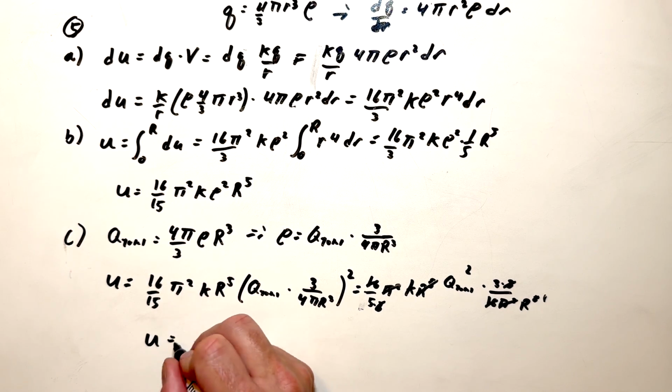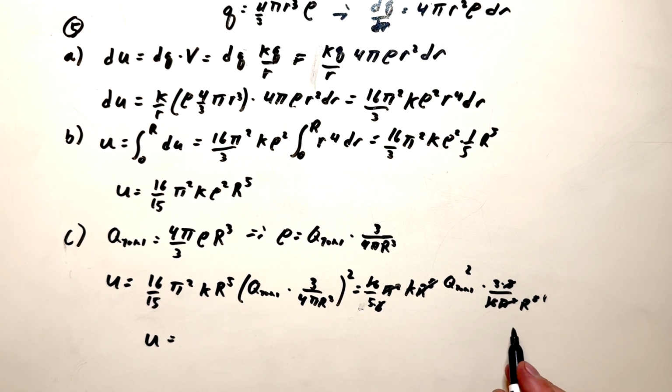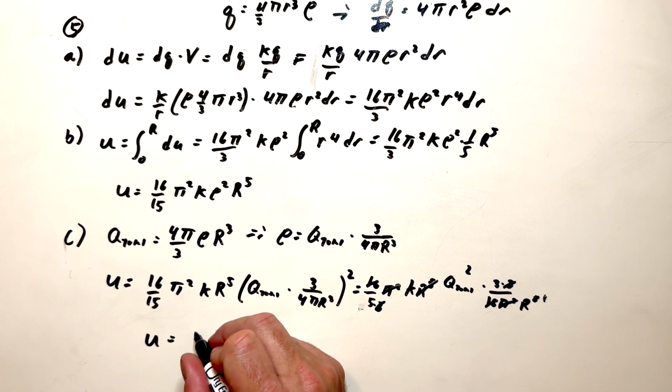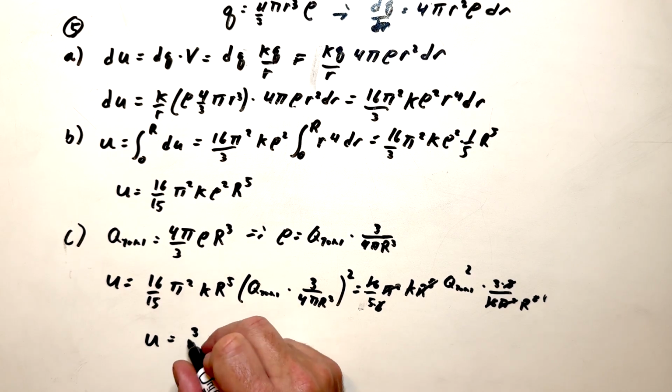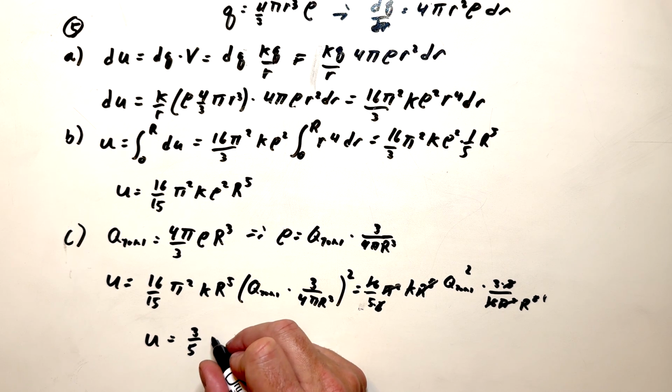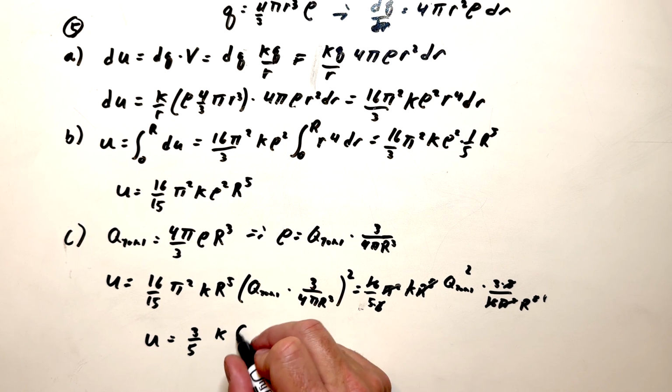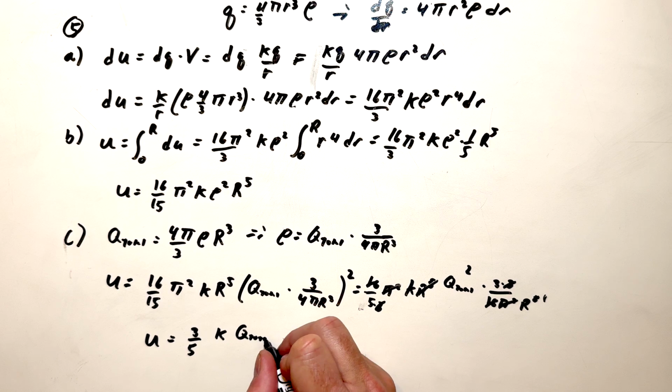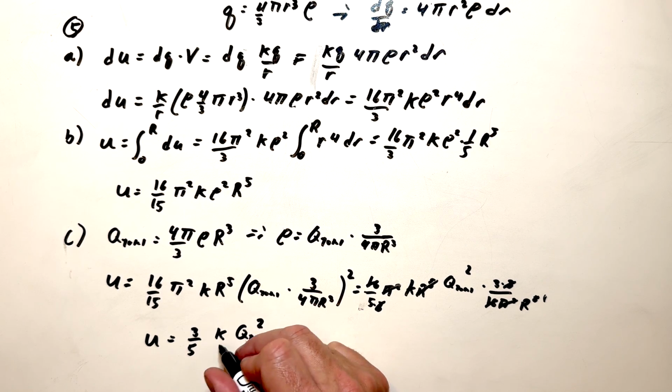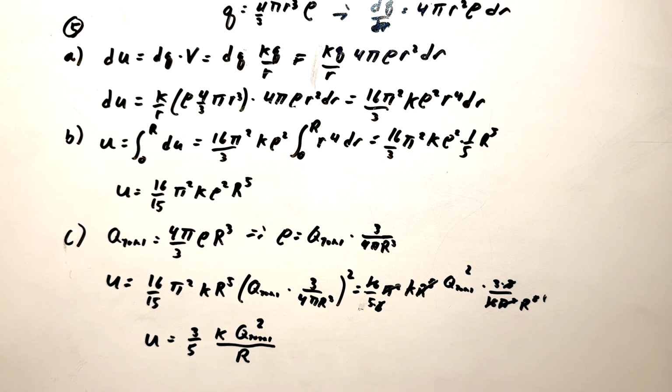And so what are we going to get? Any other cancellations? No, I don't think so. So U is going to be 3 over 5 times k Q total squared, all divided by big R. So this tells us that U is proportional to Q total squared, and it's proportional to 1 over big R. Anyways, there it is.